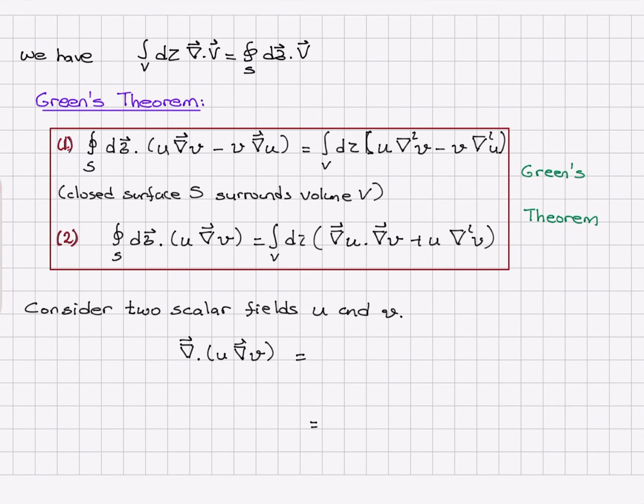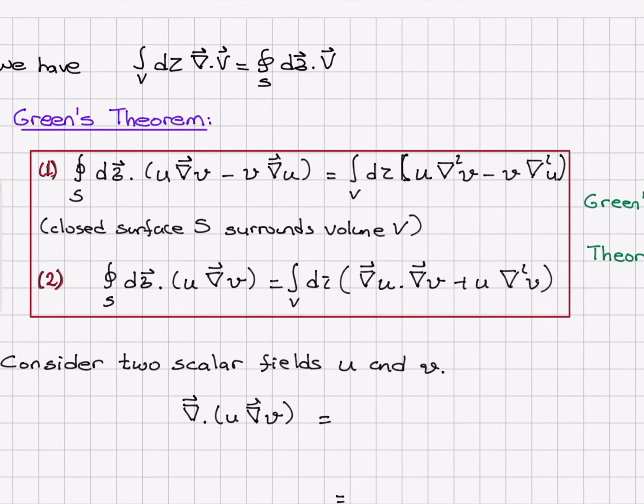Green's theorem. Green's theorem has two forms. The first one is the closed surface integral for a surface that surrounds volume V. The integral dσ dot (u gradient v minus v gradient u), where u and v are scalar fields, is equal to the volume integral dτ (u Laplacian ∇²v minus v Laplacian ∇²u).